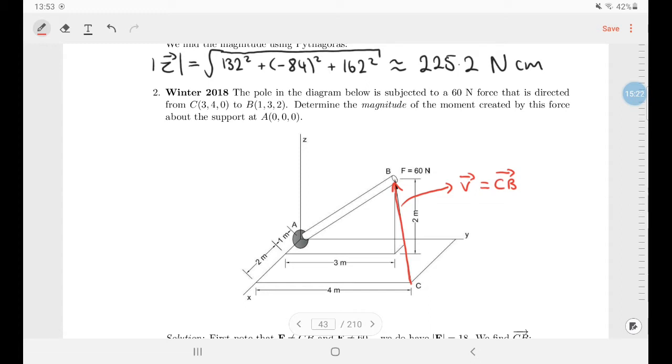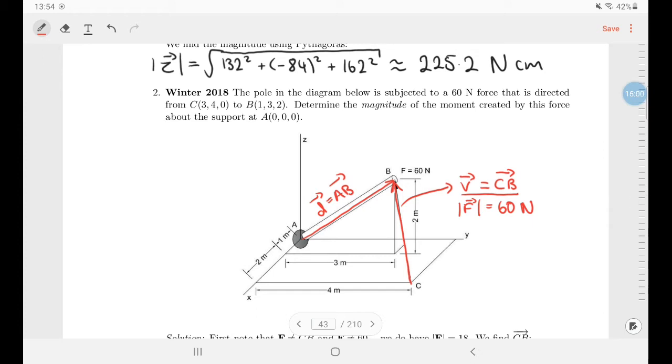The question is: determine the magnitude of the moment created by this force about the support. Now here you can see that the displacement of the force is A to B. So where does the force act, at B? Where is that relative to the fulcrum? It is the displacement from A to B. So we have the direction of the force and the magnitude of the force, which is 60 newtons. And we can calculate the displacement. That's not going to be an issue for us.